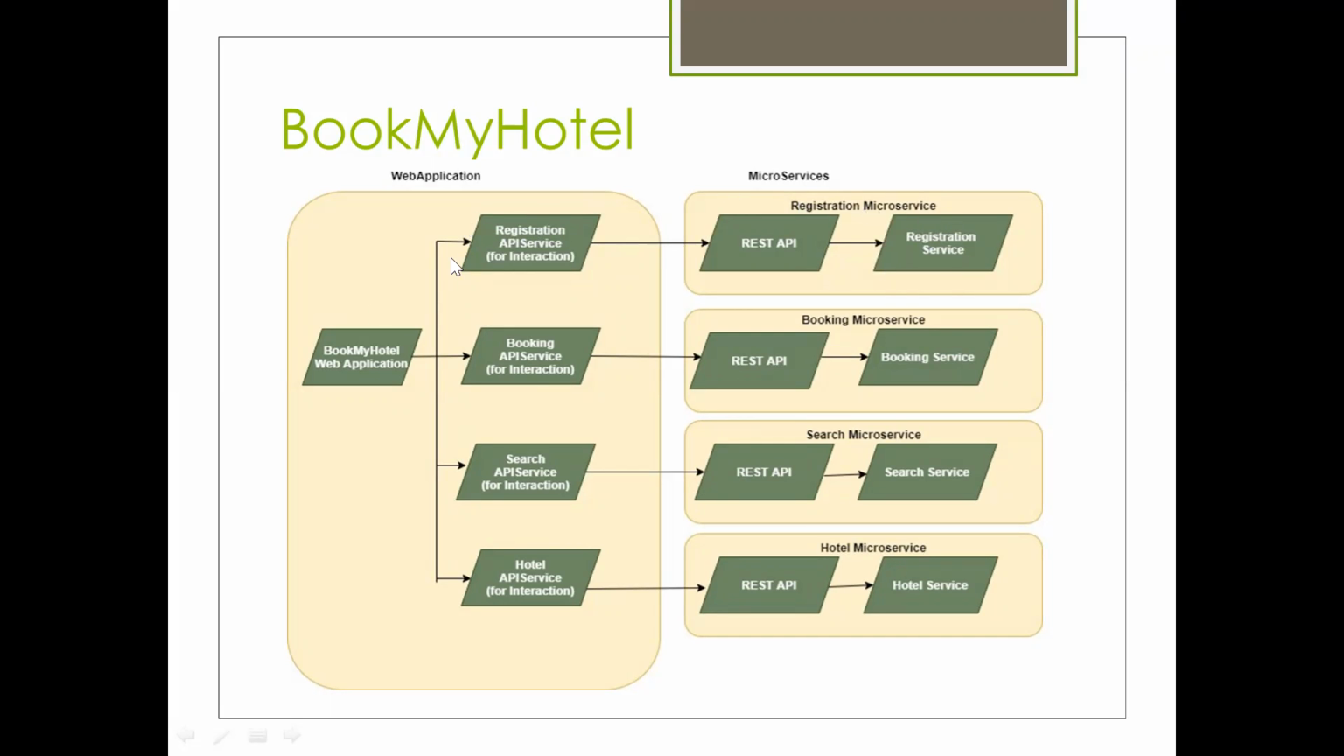So now I have the registration API service. It will interact with the REST API of registration microservice and which will further interact with the registration service. In the same way, Book My Hotel web application has booking API service. This booking API service will interact with the REST API of the booking microservice. And in the same way, I have the API service for the search and hotel microservices also. Fine. So this will be the structure of my web application and the microservices.